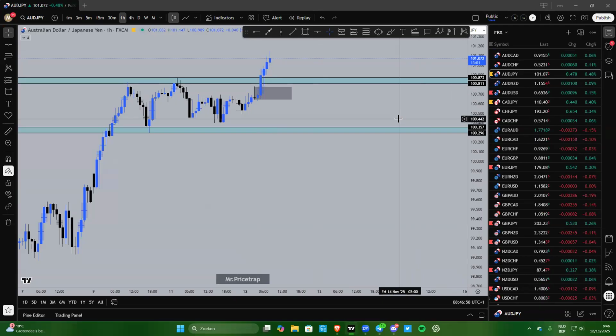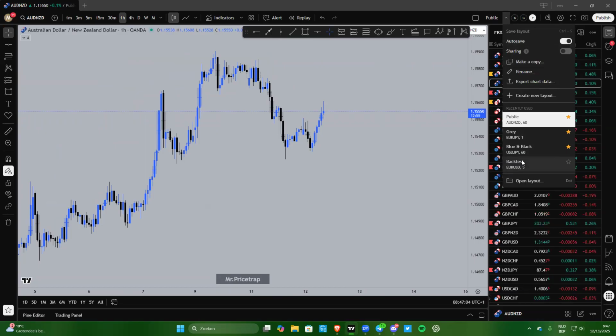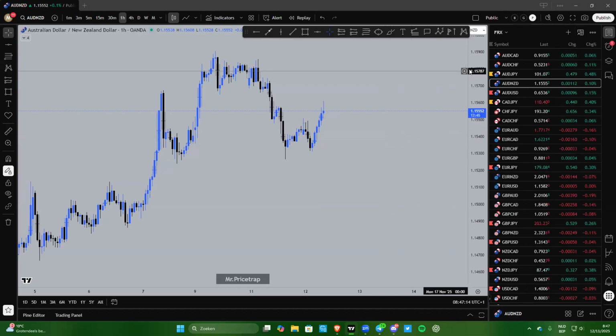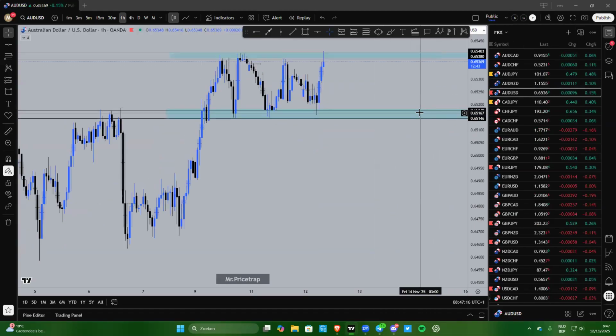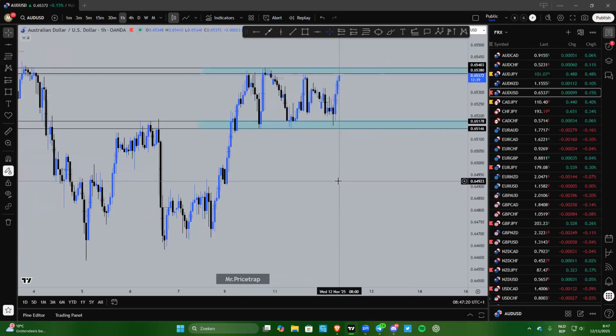Just so you know, I always leave everything on my charts. This is a separate layout, so I have different layouts. I have a backtesting layout, blue and black. This is basically where I work with the community. The gray is my personal layout, and then I have the public layout. I don't touch this. I only touch this on Wednesday and Thursday morning for the community just to give a review, but I leave everything in place.